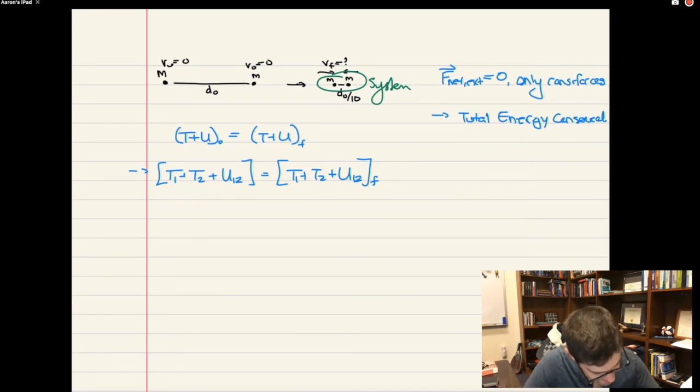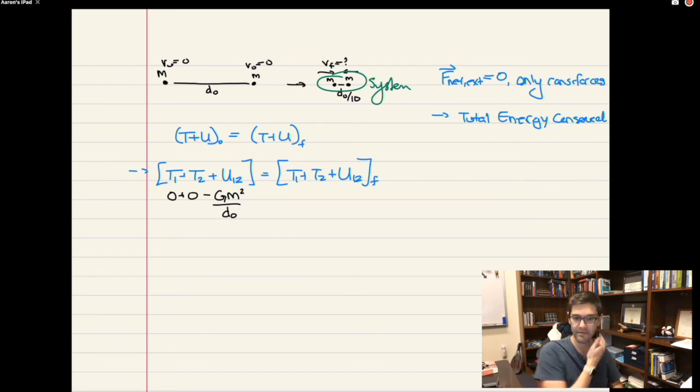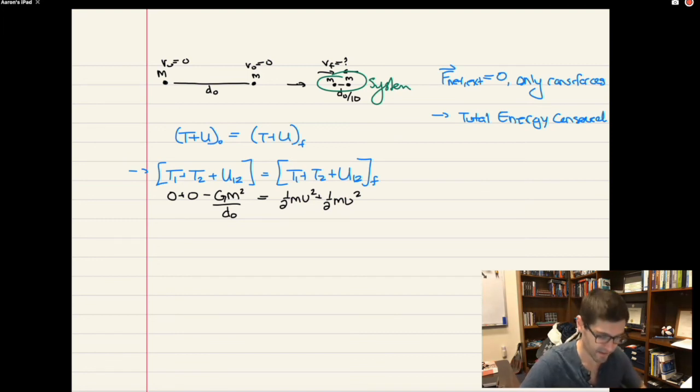So if they're released from rest, this is 0, this is 0. And they're the same mass, so it's m squared. They're initially a distance d naught away from one another. So I could write the total energy as 0 plus minus G m squared over d naught. And then that equals, the left particle is going to be moving with some velocity. The right particle, by symmetry, is going to have the same, they're the same mass. As a result, by the symmetry of the system, they are going to have the same kinetic energy, minus G m squared over d naught divided by 10 in the denominator.